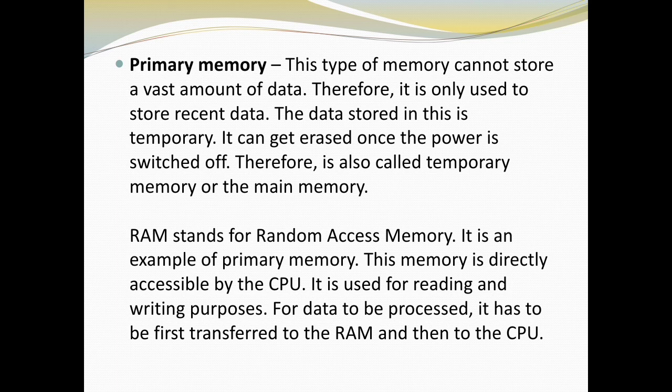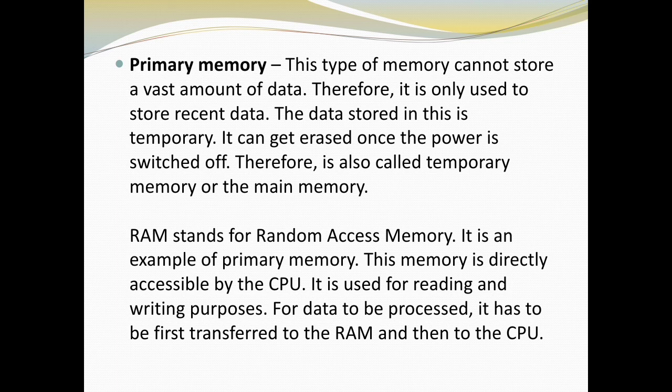Okay, RAM. Primary memory is also known as RAM, random access memory. It is an example of primary memory. This memory is directly accessible by the CPU. It is used for reading and writing purposes. For data to be processed, it is first transferred to the RAM and then to the CPU.